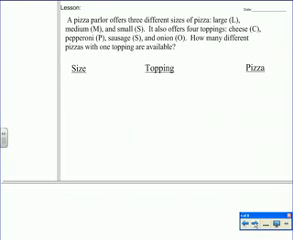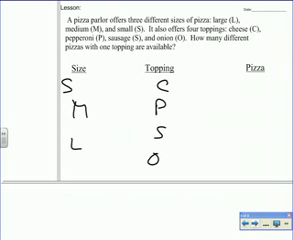Now this is not a probability problem, but it's going to lead to something. A pizza parlor offers 3 different sizes of pizza: large, medium, and small. It also offers 4 toppings: cheese, pepperoni, sausage, and onion. How many different pizzas with 1 topping are available? More than that, actually. Couldn't I get a small cheese, small pepperoni, small onion? Oops, let me do it a different way.